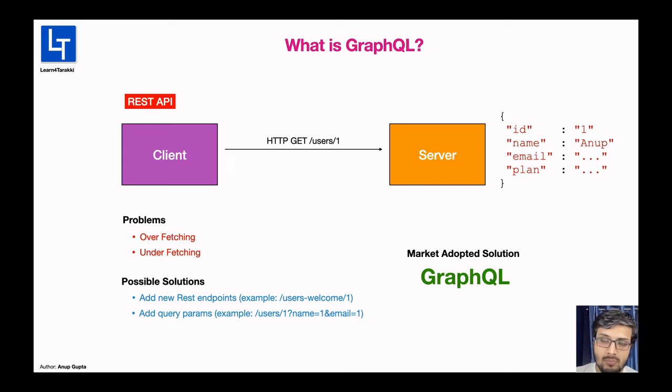So the server will be able to understand, okay, the client needs name and email, let me return only those particular fields to the client. If the client needs name, email and plan, then let me return all these requested fields back to the client. So basically the response data fields are controlled by the client. The client is asking which fields are needed, so the server is returning back as per the client requirement. So that is GraphQL.